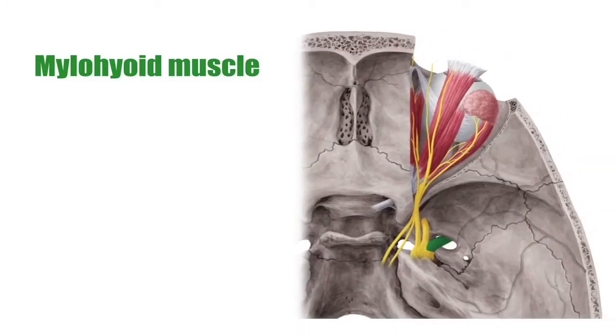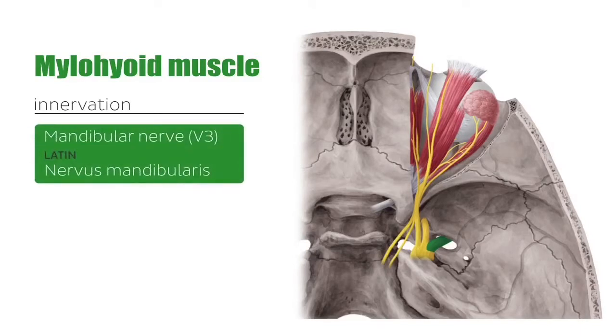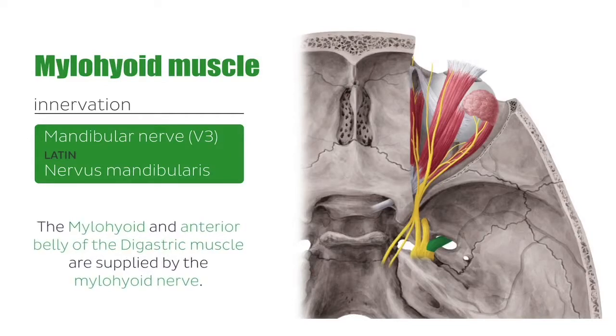We're now looking at this nerve that you see here highlighted in green, and this is the innervation for the mylohyoid muscle. This is the mandibular nerve. The muscles are supplied or innervated by the mylohyoid nerve from the mandibular nerve, which is one of the three branches of the trigeminal nerve, or cranial nerve number 5. So an important point to make is that the mylohyoid and the anterior belly of the digastric muscle are innervated by the mylohyoid nerve.